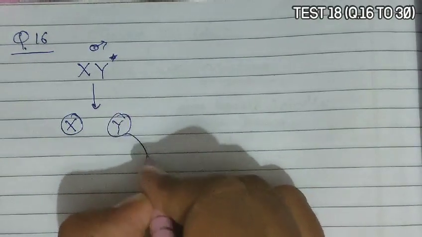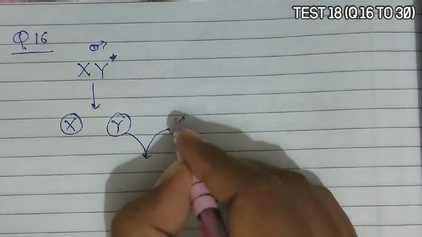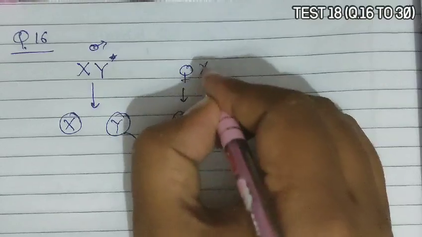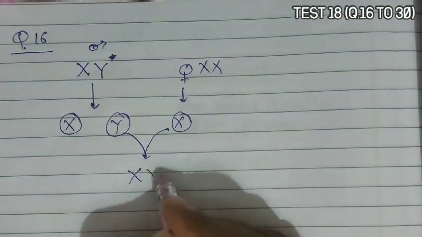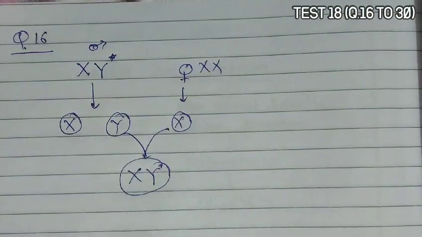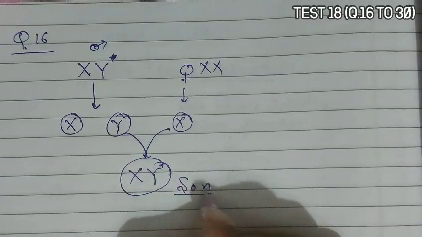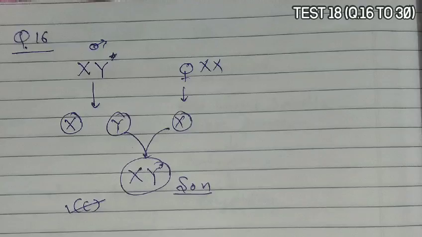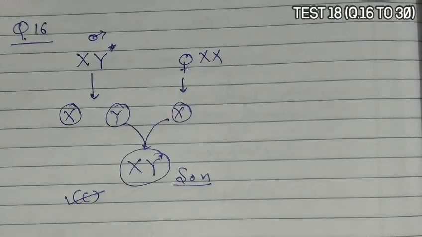Now this Y will fuse with the gamete X from the female, who has XX chromosomes, and it will again form a male. So all will be sons. So option C is correct, that all his sons carry this gene.